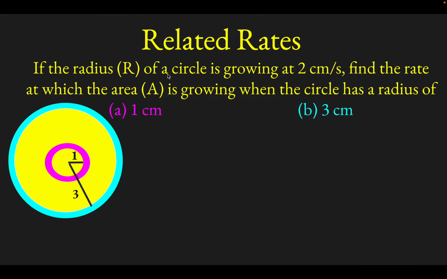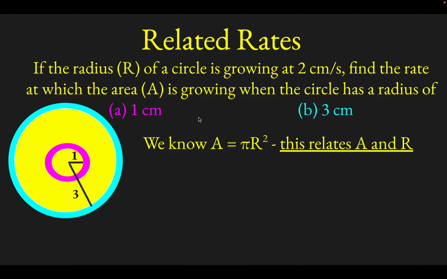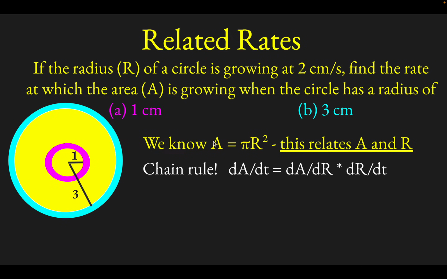If we want to relate the rate of growth of the area to the rate of growth of the radius, we first just need to write down how the area and radius are related. Of course, they're related as A equals pi r squared. So this relates the area and the radius. Now we need to relate the rate of change of the area to the rate of change of the radius. This is where the chain rule comes in. If we want the rate of change of the area, we have to take the derivative of this expression with respect to r and then multiply by the time rate of change of the radius. So this is nothing other than the chain rule.